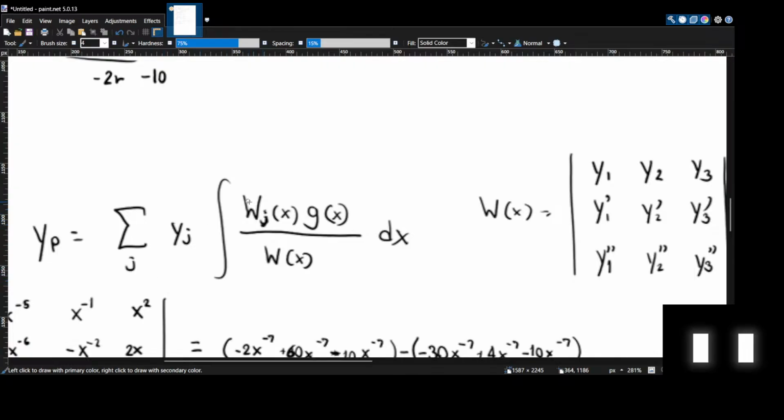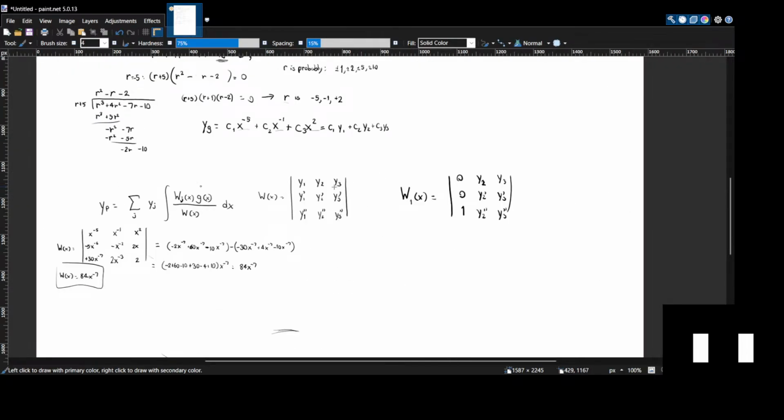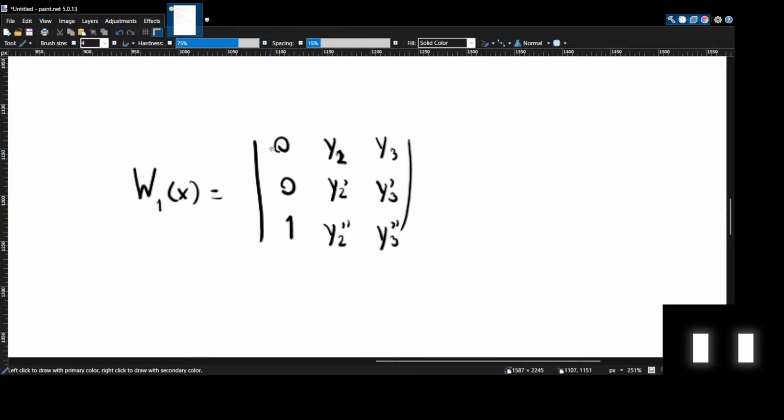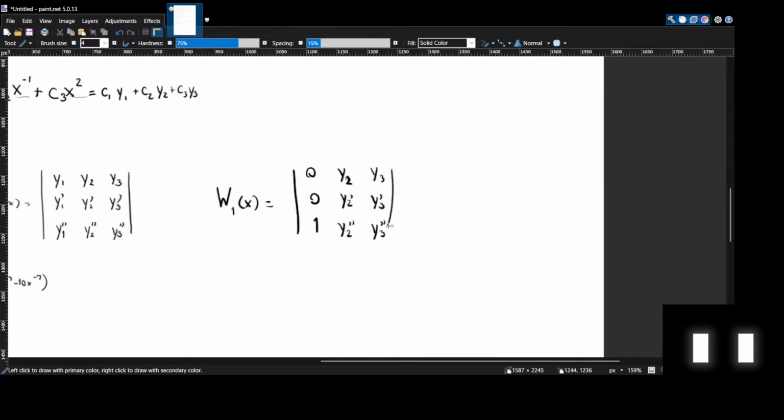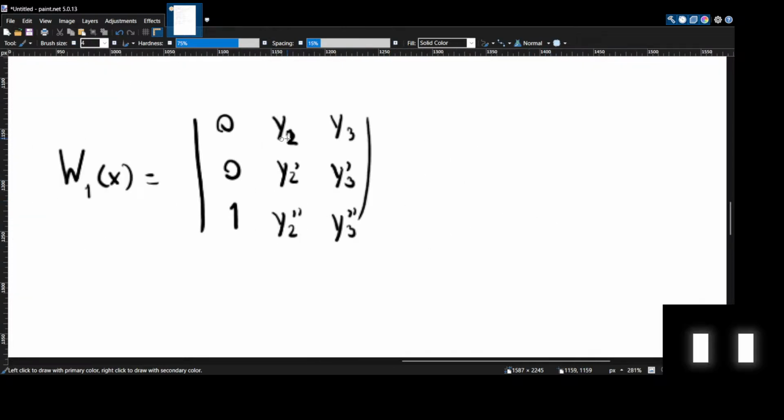So for the case where wj equals 1, it's going to be the determinant of this matrix. In the case where it's equal to 2, then the middle column is going to turn into 0, 0, 1 instead of the first. The first column is just going to become y1, y1 prime, y1 double prime again. And the rightmost column, for w3, is going to be 0, 0, 1.